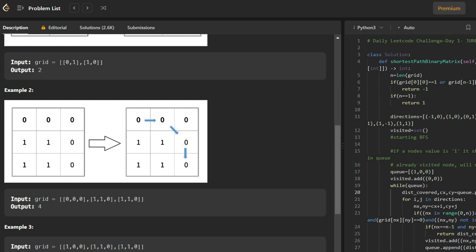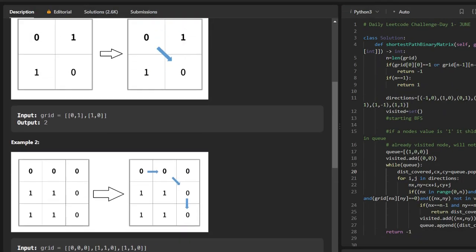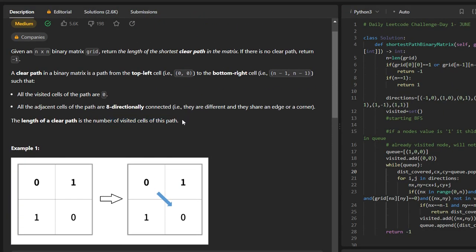Whenever the diagonal move is given, it will also optimize the solutions further, and it will reduce the path. Because diagonally we are avoiding going to this particular cell. We are directly jumping from here to here. So it saves us one unit of distance. That is the basic idea. So I hope this question is clear to you.